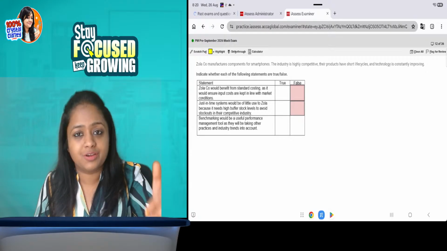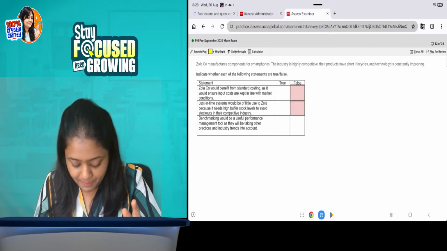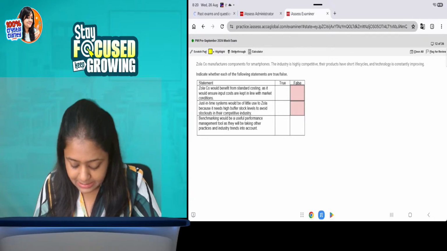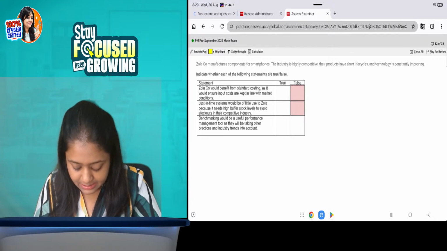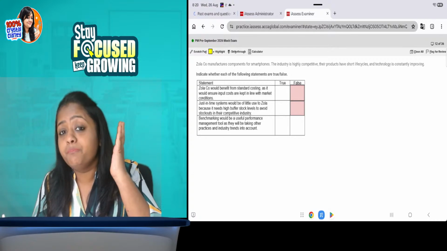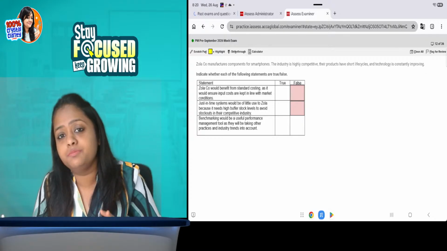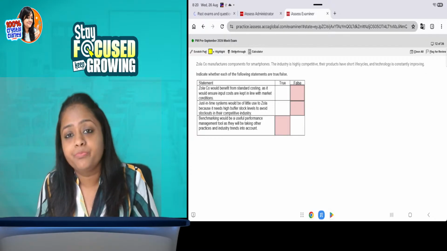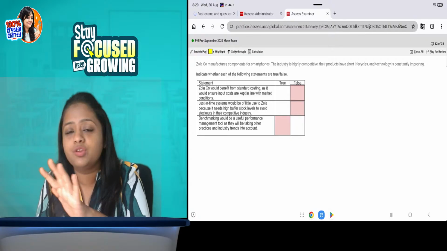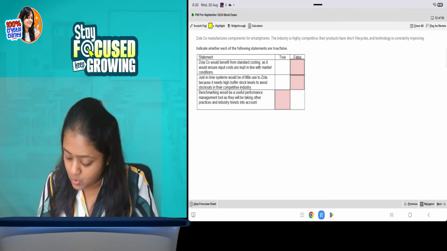Everybody, friends, look at my screen. Benchmarking would be a useful performance management tool as they will be taking other practices and industry trends into account. For a competitive industry, benchmarking is always an advisable tool. So it is correct. You get all three correct, you get 2 on 2. You get even 1 wrong, you get 0. Let's go to the next one.